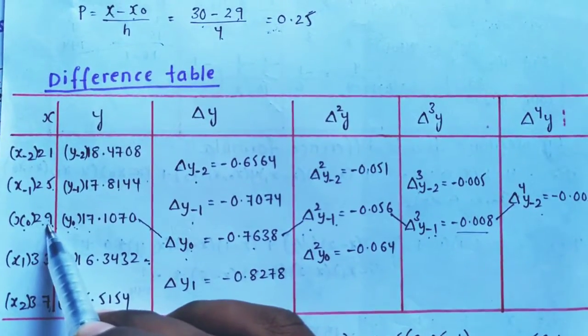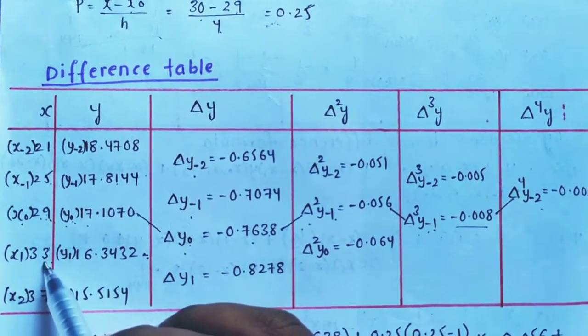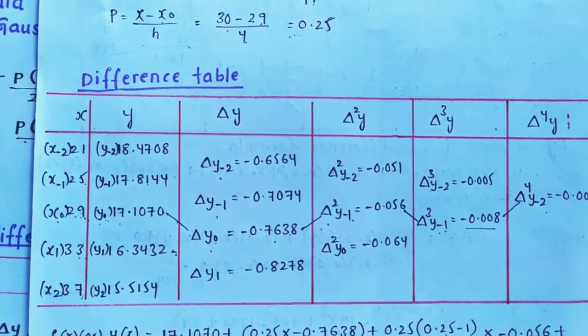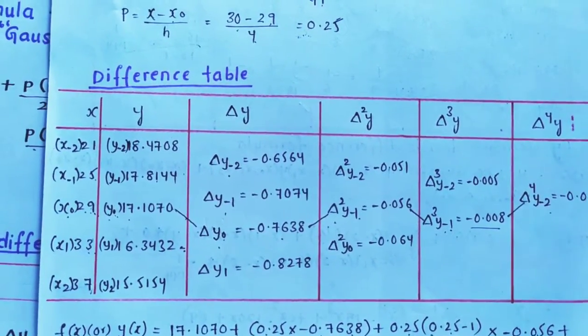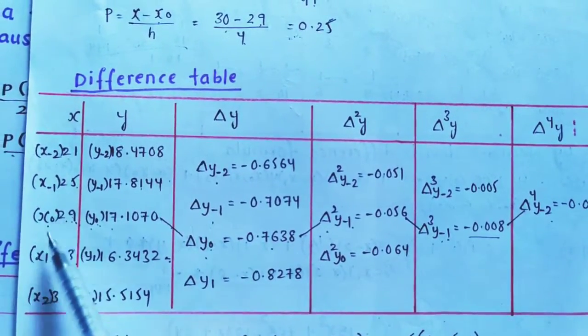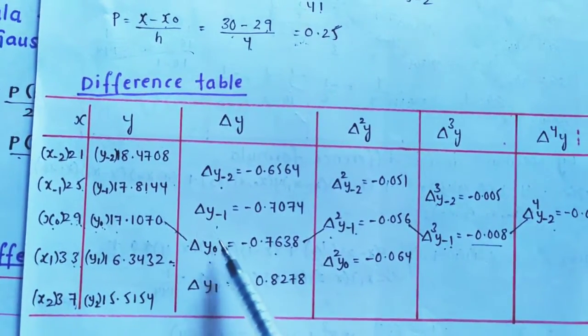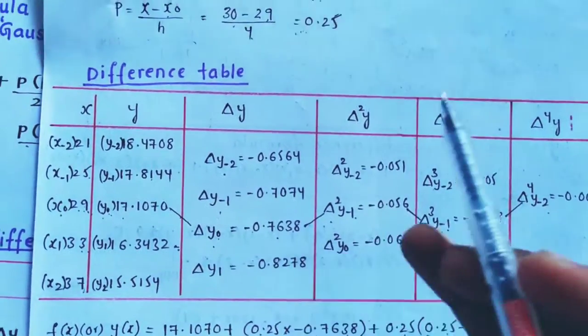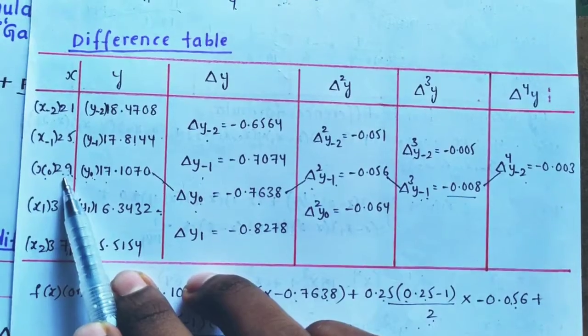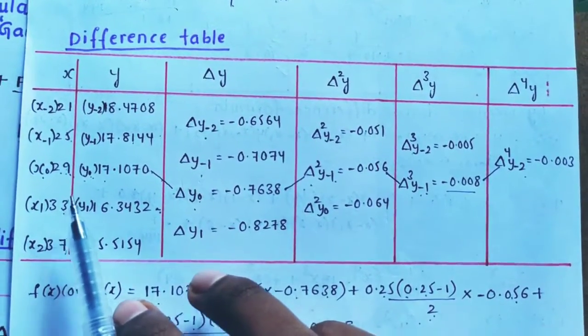If you take 29 as x0 or 33 as x0, write the formula and draw the difference table, substitute the values in the given formula, and depending upon these values we write the formula and substitute, and finally get the same answer. If you take 29 as x0 or 33 as x0, the answer is the same.